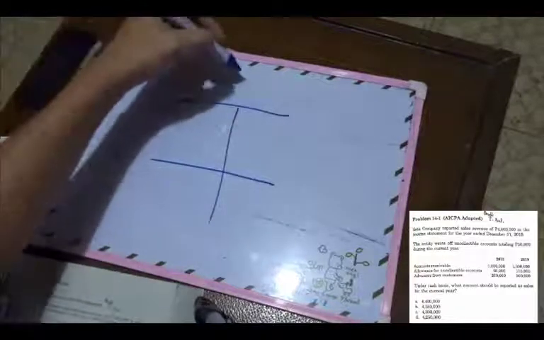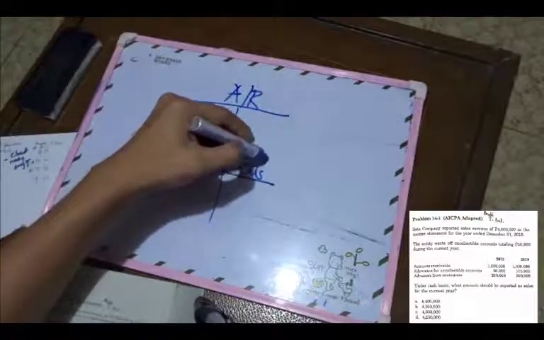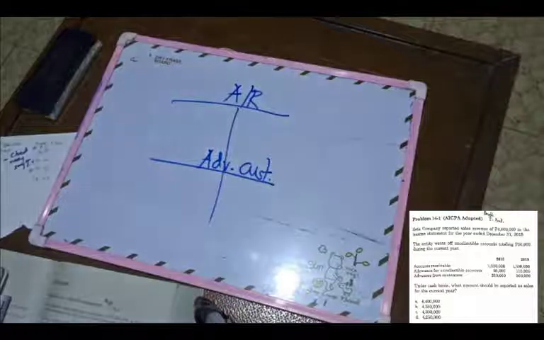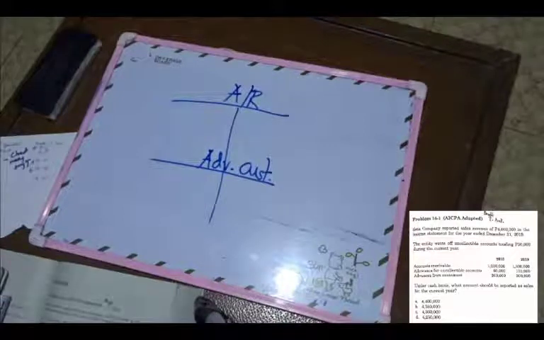You have Zeta company. So you have two accounts involved. You have AR and advances from customers. So what is advances from customers? Advances from customers is a liability account. It's a deferral account. It's when you receive money from customers but haven't delivered the goods or the services yet. So this is a liability account.